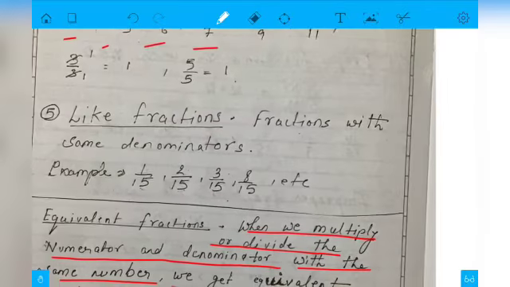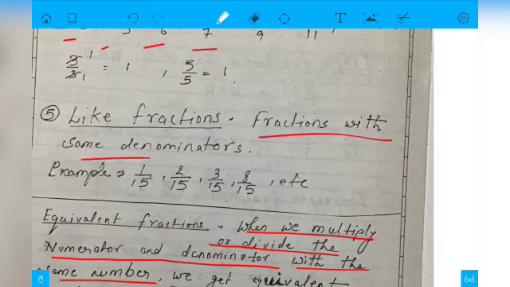Now what is like fraction? Fractions with the same denominators. Example: 1 by 15, 2 by 15, 3 by 15, 8 by 15. You will see over here that all the fractions have the same denominator, that is 15. That is why these fractions are called like fractions.